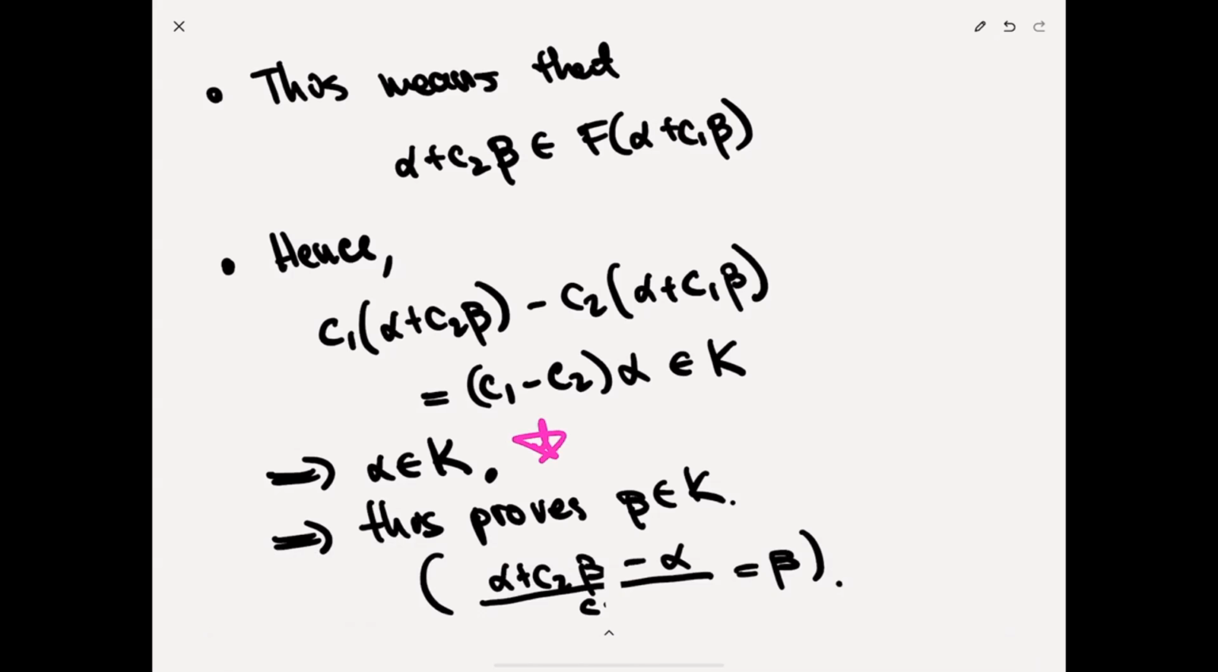And then since we proved it at this stage, and since C2 is an element of F, we can divide any element of the field to get an element of the field, and then we know that's actually beta that we were left over with.